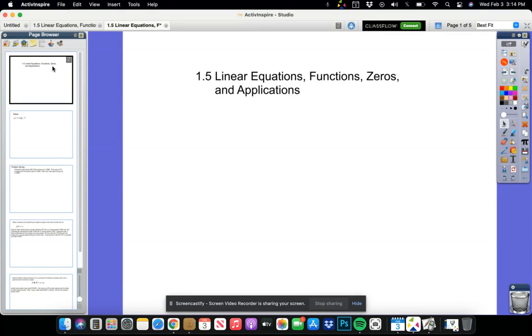We're talking about linear equations, functions, zeros, and application. Now, the reason there wasn't a video before is because this is just practice problems based off what we learned in 1.4, how to make a linear equation. We were making linear equations. Now we're going to put those to use by solving for problems.